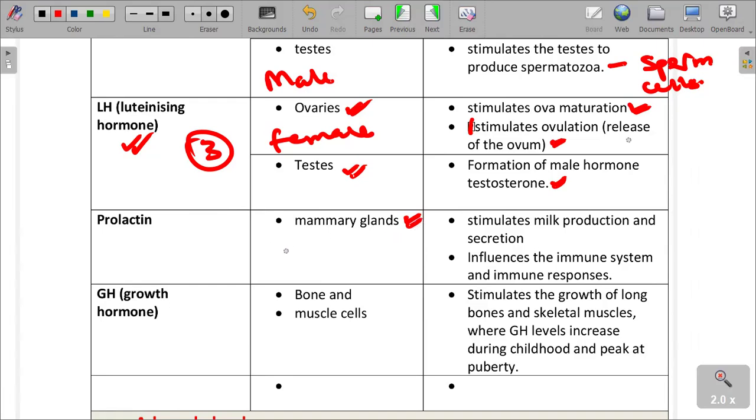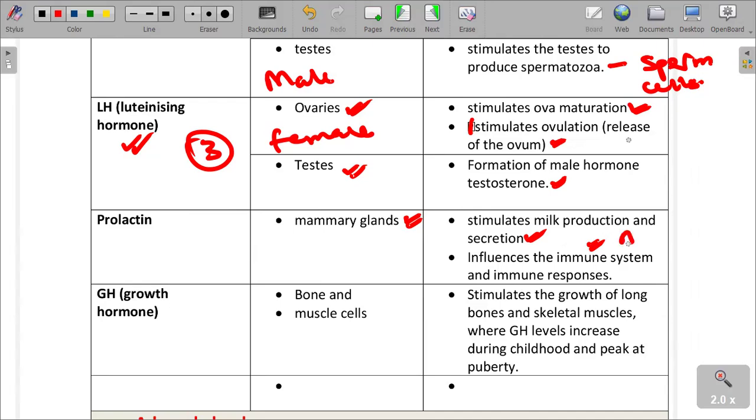The mammary glands are quite available and known to be active in all animals that feed their young ones on milk. So it stimulates milk production and secretion. The prolactin hormone causes the production of milk and also the release of the milk. Again, milk production comes together with the immune system, influencing the immune system's ability to fight against diseases.